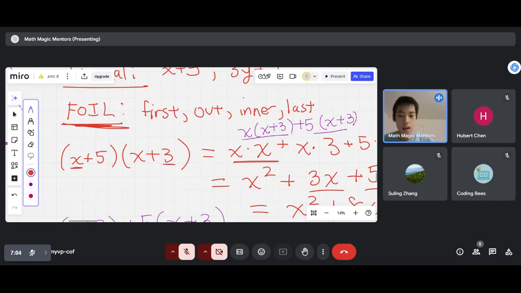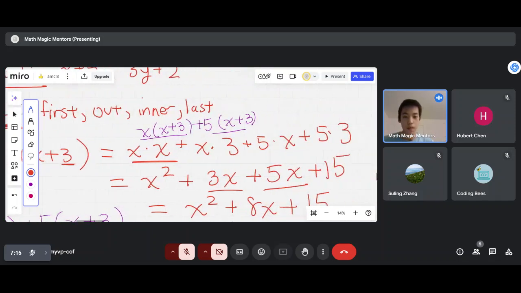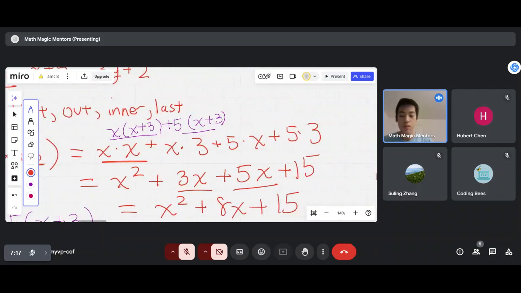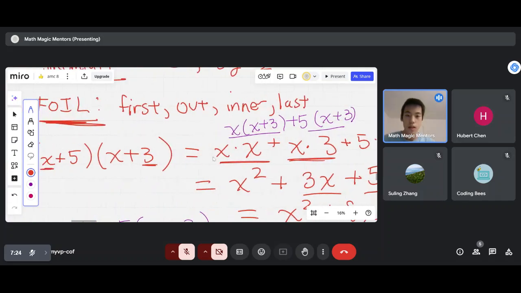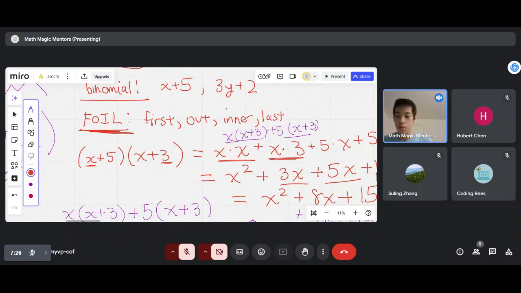X and 3, because those terms are on the outer edge of the parentheses. So multiplying these outer terms will give us x times 3. And you can see this product right over here. So that's our outer.